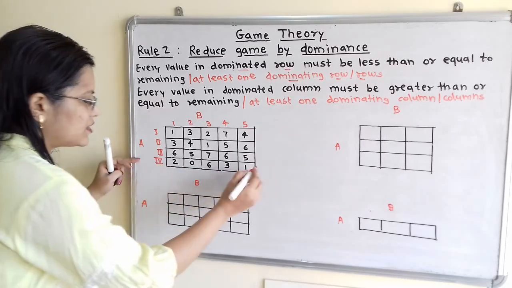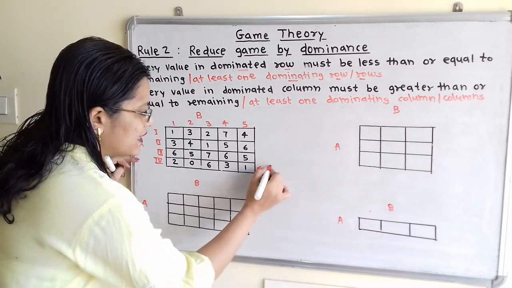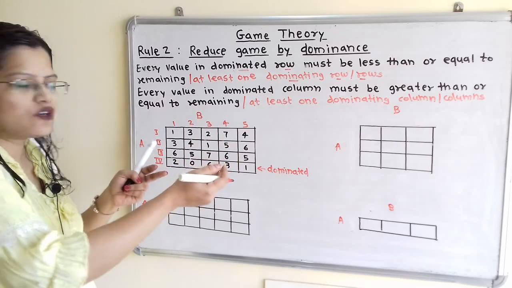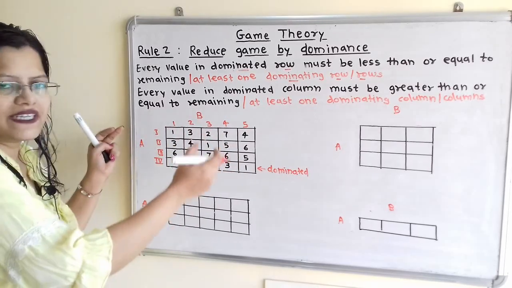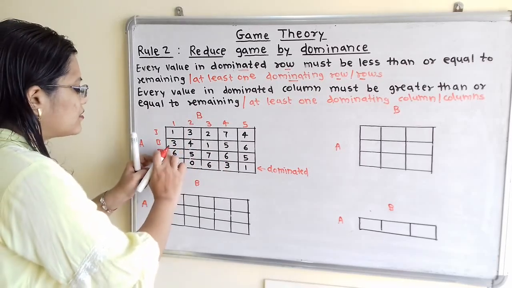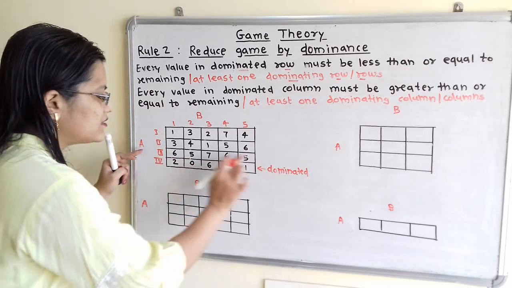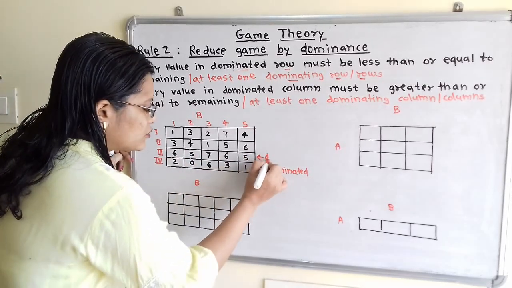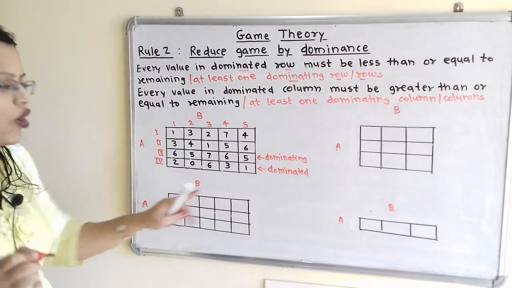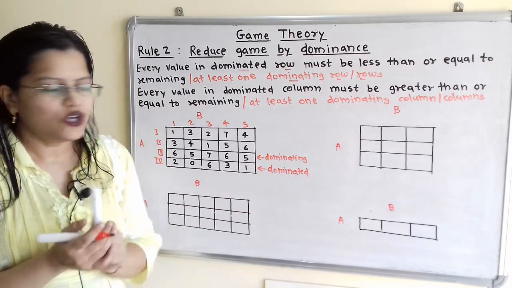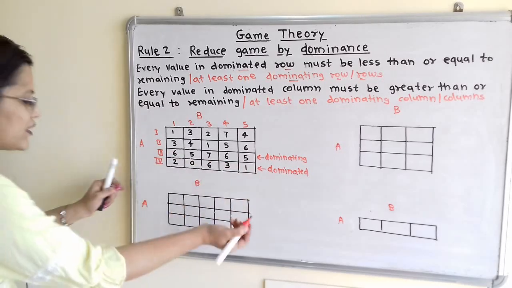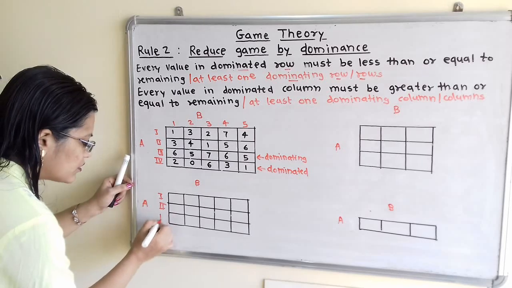That means we can say that this fourth row is the dominated row. And which is the dominating row? From the other 3 we have to select the dominating row. There may be a number of dominating rows, but in this case only one row is dominating. So this is the dominating row. Now we have to always remove the dominated row. So we will remove this fourth row, and the remaining will be rows 1, 2, 3.